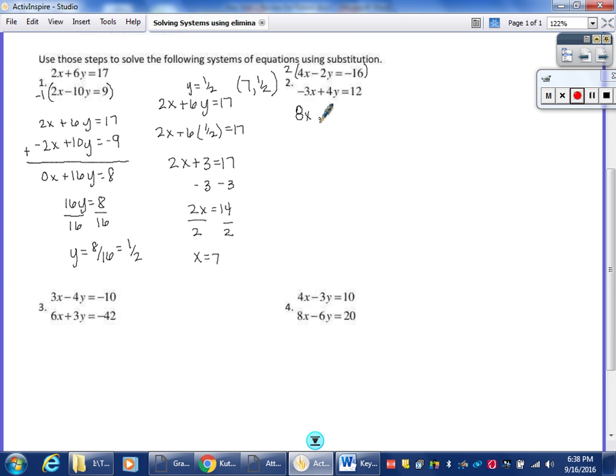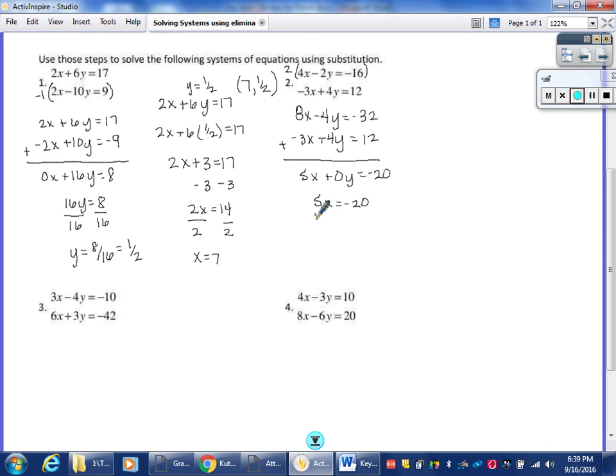That's how easy these mistakes are to make, so please be careful when you're doing this. 2 times negative 2y is negative 4y is equal to negative 32. Then I've got negative 3x plus 4y is equal to 12. And so I add those two equations together, and when I do that, I get 5x plus 0y is equal to negative 20. And that's just 5x is equal to negative 20.